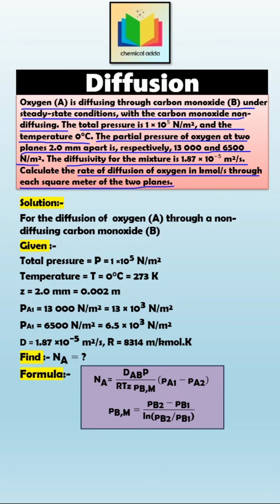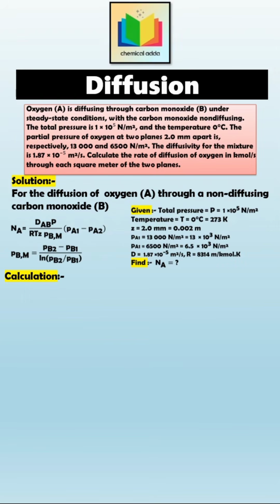Now if you look at both formulas, we can say that to calculate Na, we first need to calculate PBM. And to calculate PBM, we have to first calculate PB1 and PB2. So now, first let's calculate PB1 and PB2. So the formula for PB1 is P minus PA1. Hence after putting the value of P and PA1, which is already given, and solving it we get PB1 is equal to 87 into 10 raised to 3 Newton per meter square.